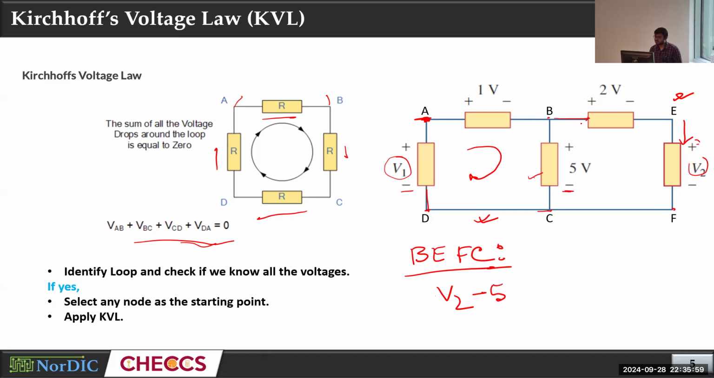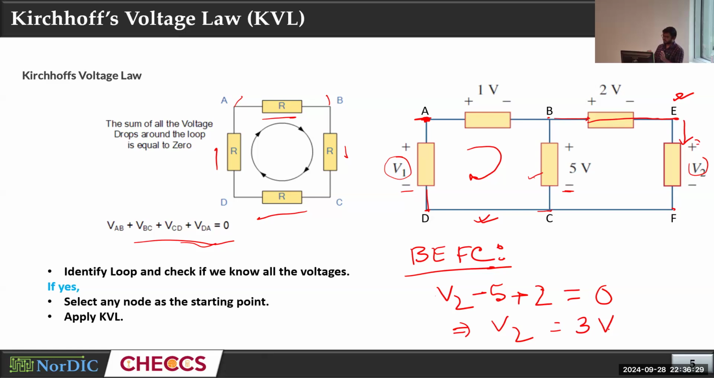Then here we'll see positive first, so we'll write +2, and we end up at the starting point, so we can write equal to 0. Is that clear? So from this equation, we can easily calculate the value of V2. That will be 3 volt.